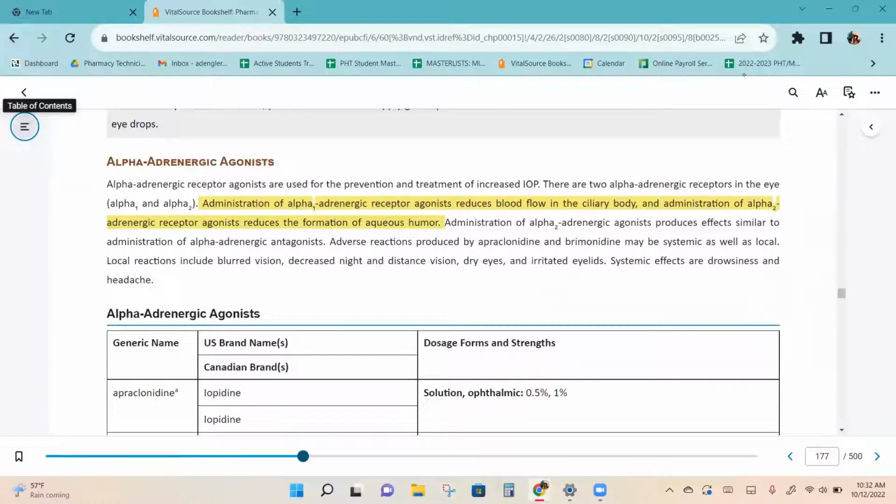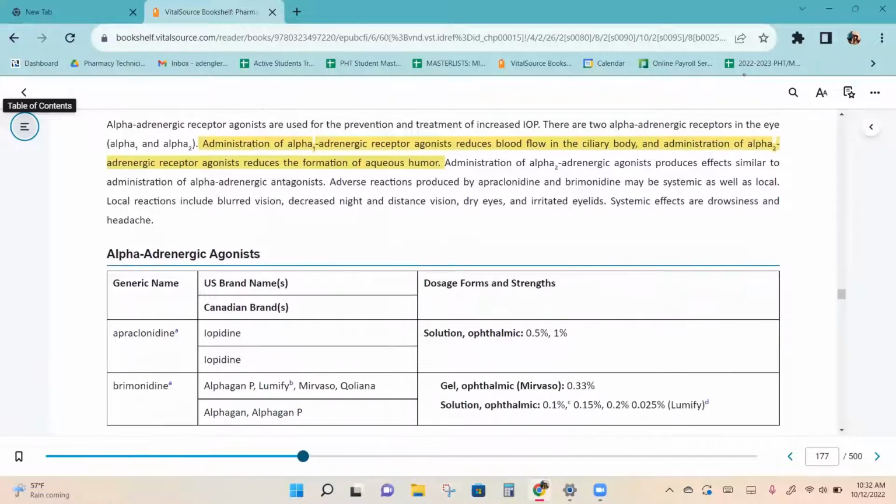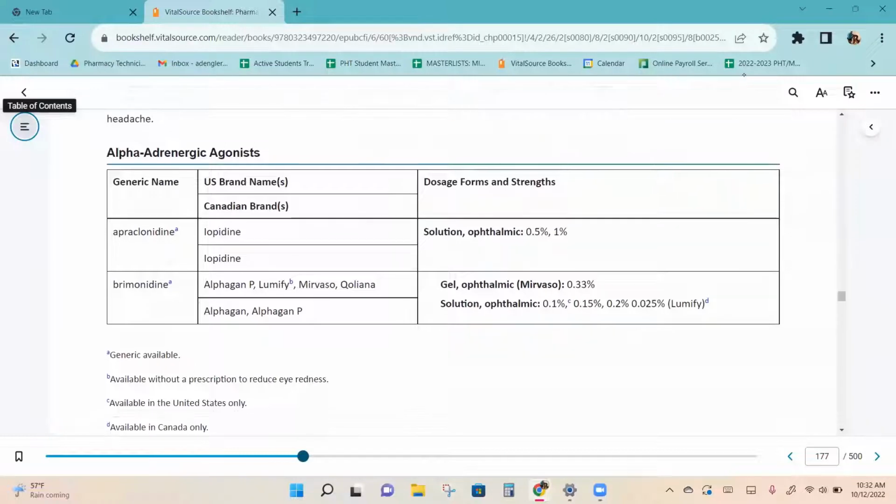Alpha adrenergic receptor agonists are used for the prevention and treatment of increased IOP. There are two alpha adrenergic receptors in the eye, alpha 1 and alpha 2. Administration of alpha 1 adrenergic receptor agonist reduces blood flow in the ciliary body, and administration of alpha 2 adrenergic receptor agonist reduces the formation of aqueous humor.